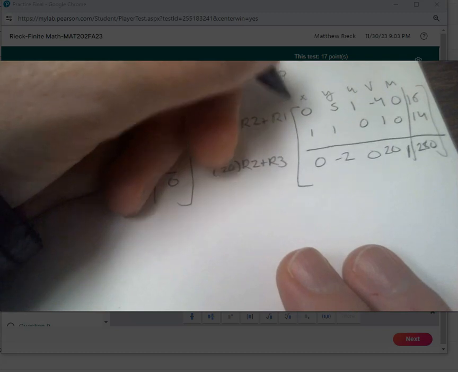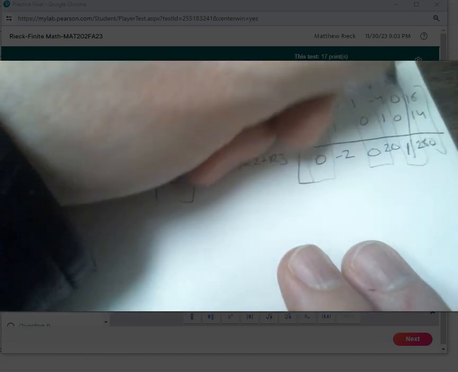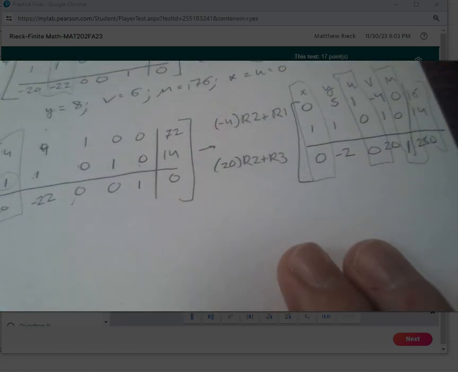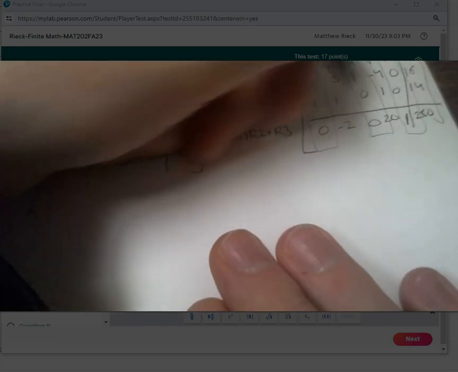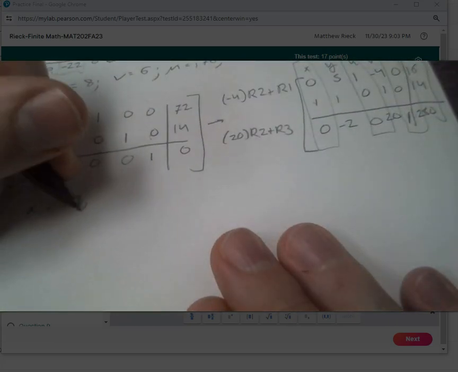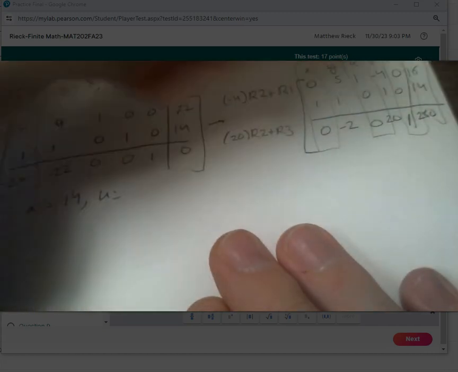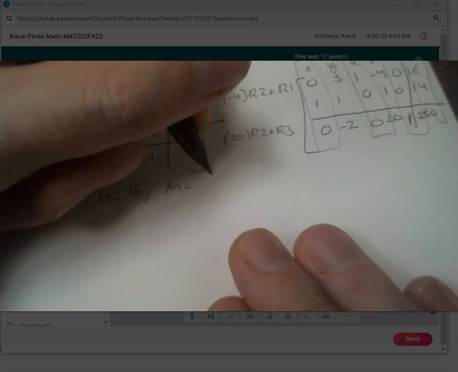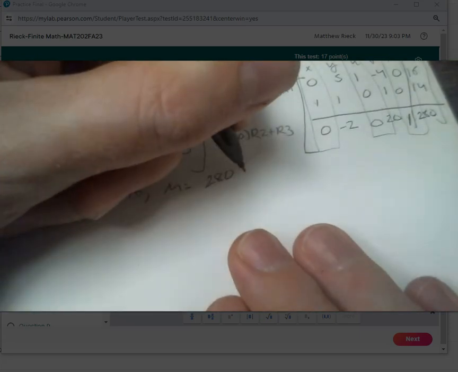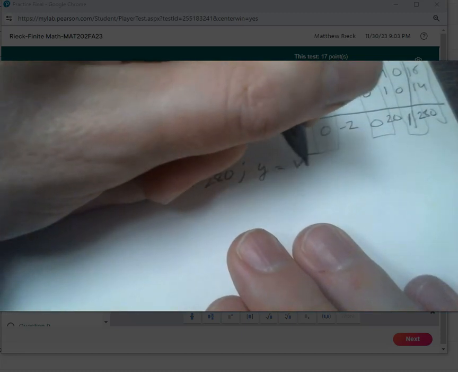All right. So you have x is going to be 14, u is going to equal 16, and m is going to be 280. And then y and v are both going to be 0.